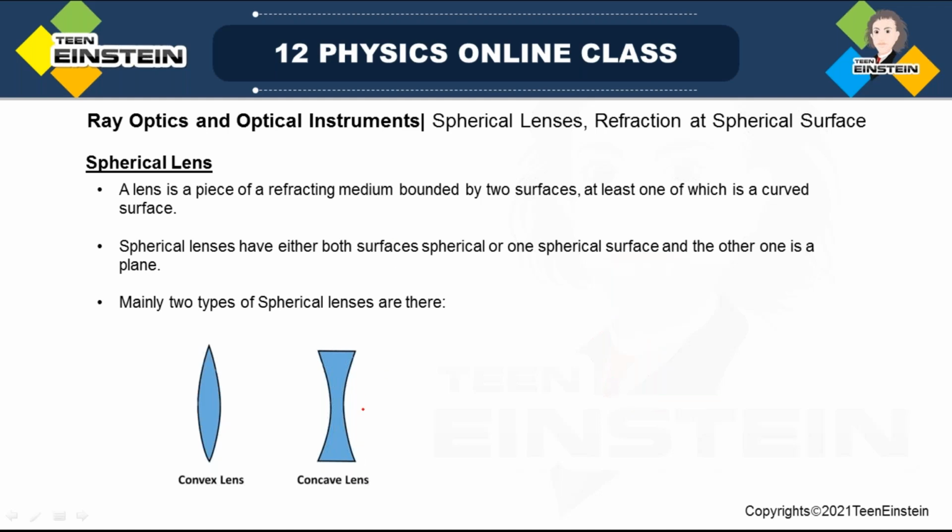and a concave lens is that lens which has a thinner portion at the center compared to the edges. The middle or the center is thin compared to the edges. So this kind of lens is called concave lens. They have a different name also. Another name, this is called converging lens.